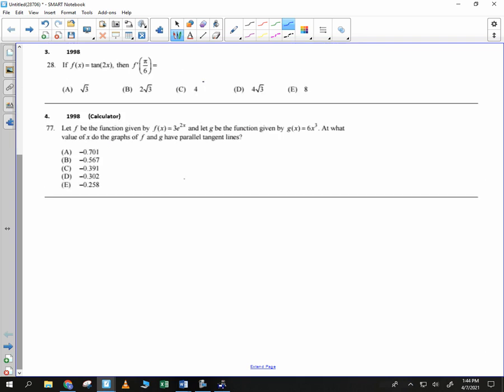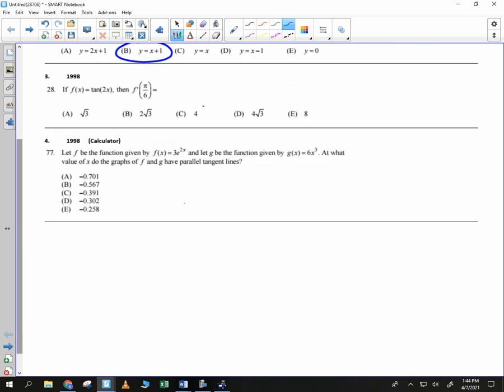Let's go to problem number 3. f of x is tangent of 2x, and what is f prime of pi over 6? This requires a little knowledge of your trigonometry. So we're going to use the chain rule again. We have the tangent of u, and we have 2x.